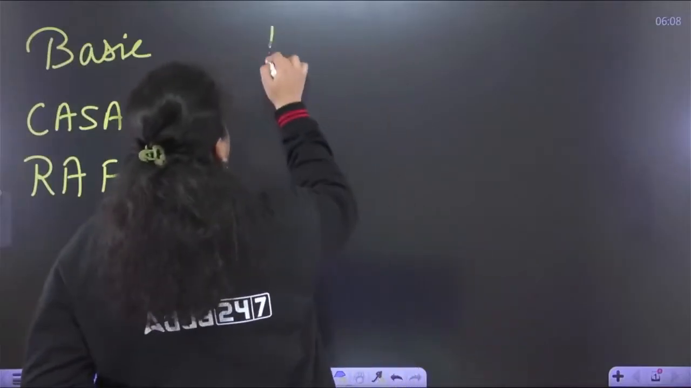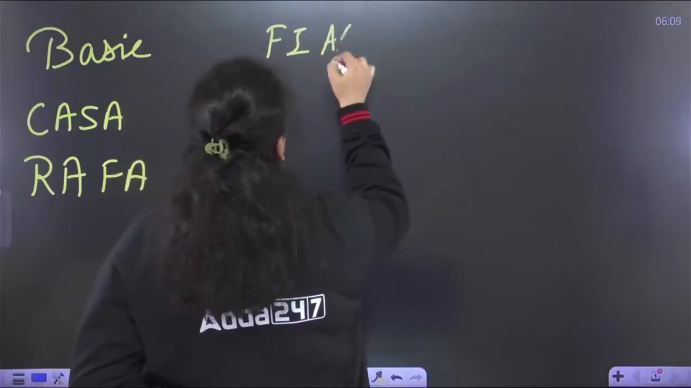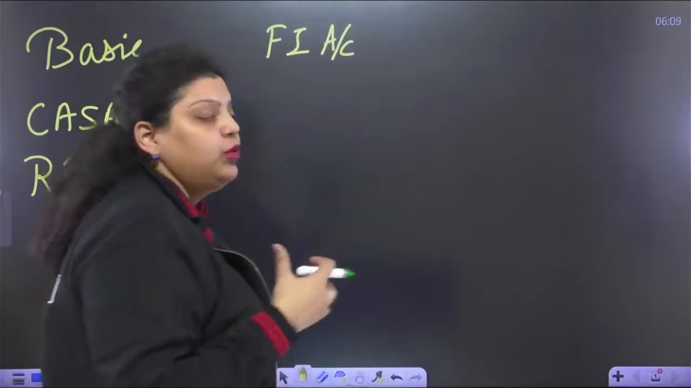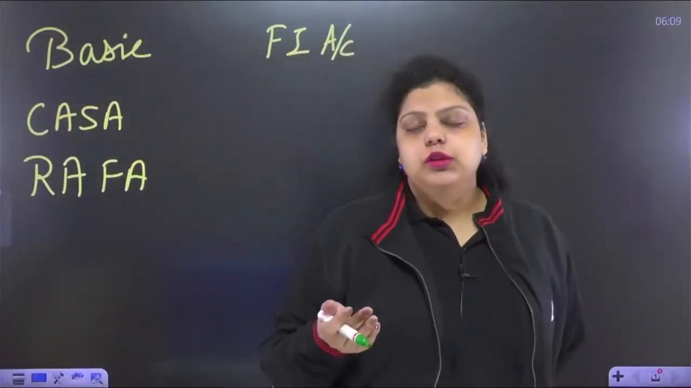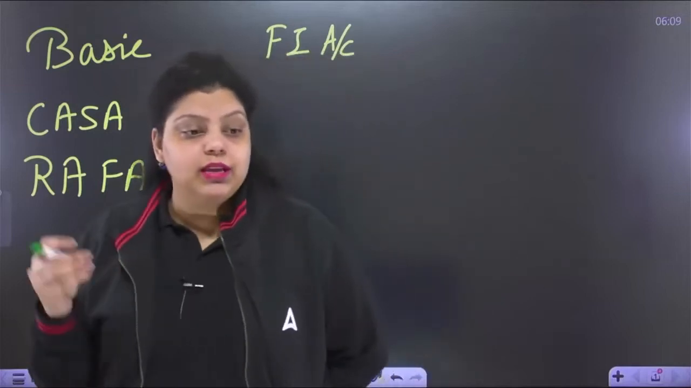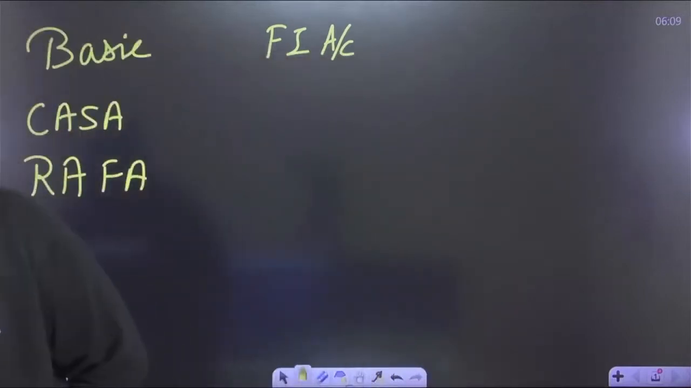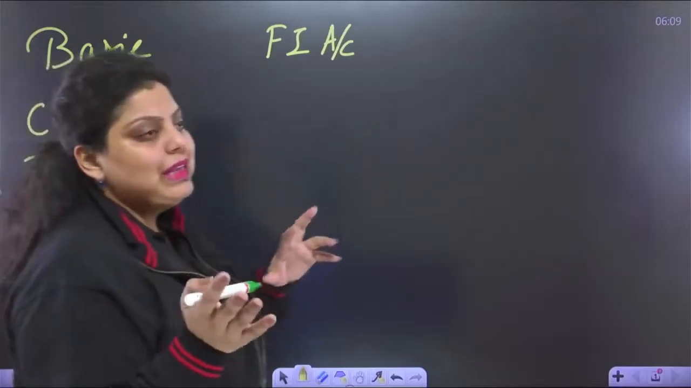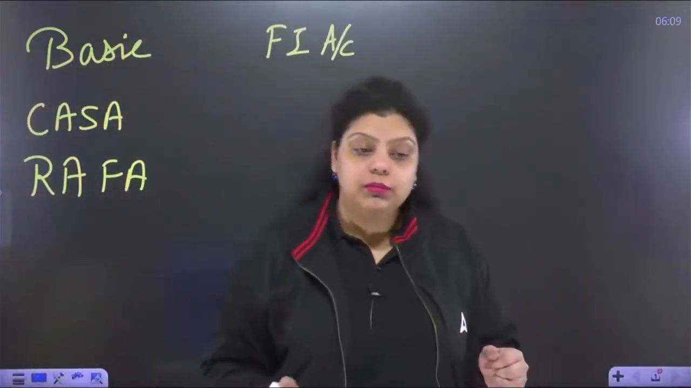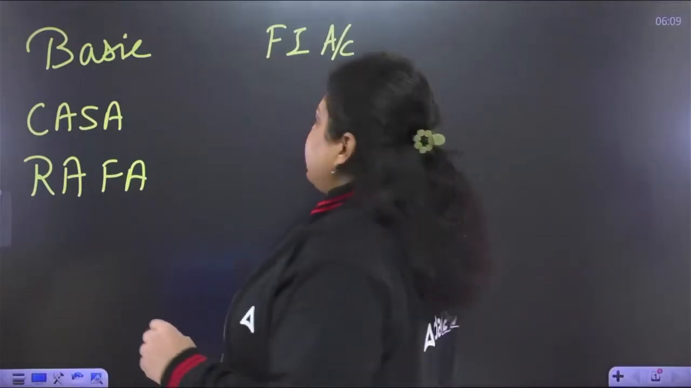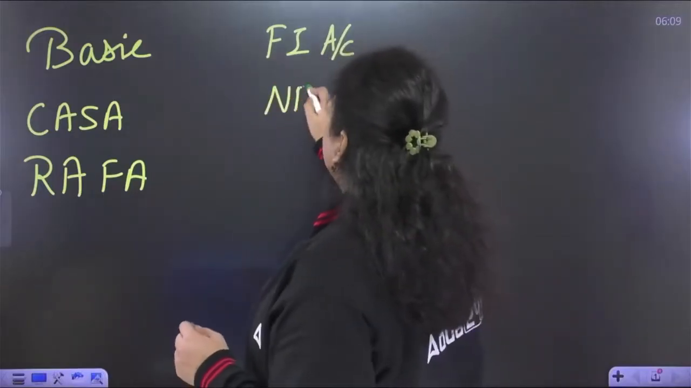Then we have a financial inclusion account. Those are accounts that have been introduced to do financial inclusion in the country. When we talk about financial inclusion, it means that we want to link maximum people with financial products and services, and that too at an affordable cost. We want maximum people to be linked with the financial products and services of our country at an affordable price. Like RBI has introduced the no frills account.